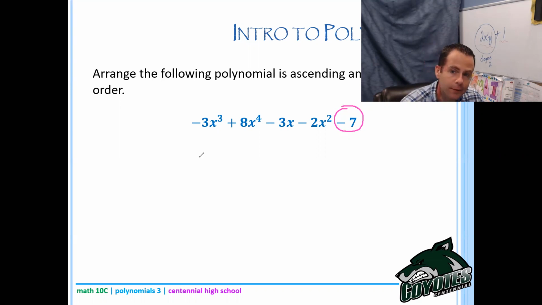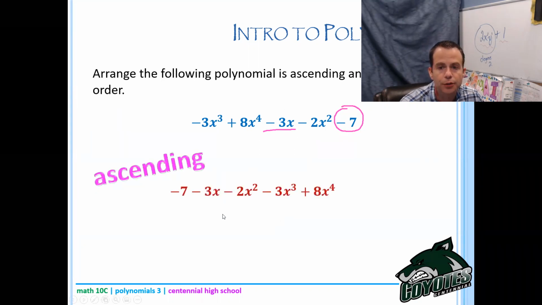Okay, so the -7 would be first, then we would do the -3x, then we would do the 2x squared, then the x cubed, then the x to the 4. Okay, so when you're writing this in ascending order, you should have ended up with -7 minus 3x minus 2x squared minus 3x cubed plus 8x to the 4. So we went from a degree of 0 to a degree of 1 to a degree of 2 to a degree of 3 to a degree of 4.